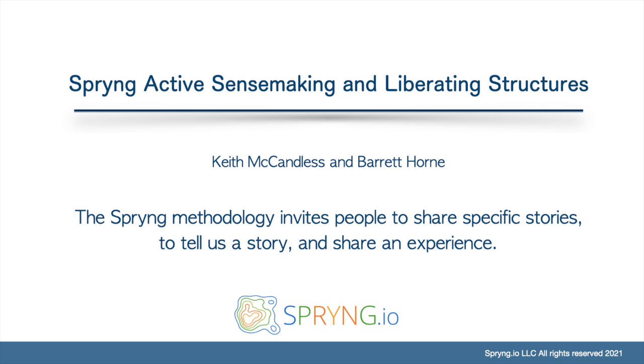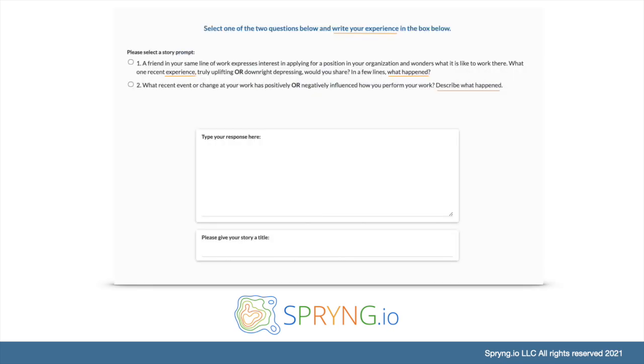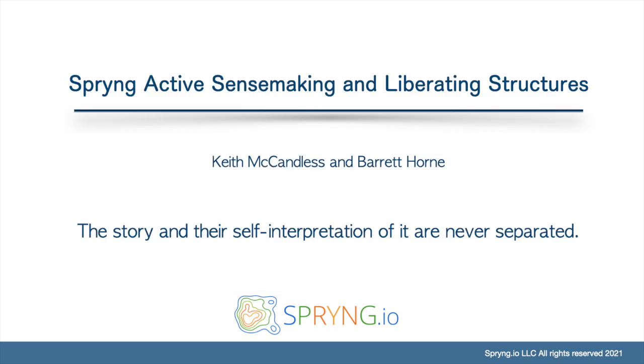And so the genius, if you will, of the Spring methodology is that it invites people to share specific stories. Tell us a story, share an experience about special education, one that really encouraged you or one that really disturbed you. We often ask for the two ends, and they share a story. And then we ask them to answer a short range of questions about what that story meant to them. So they interpret that story. In the instrument, the story that they shared and the interpretation are never separated.